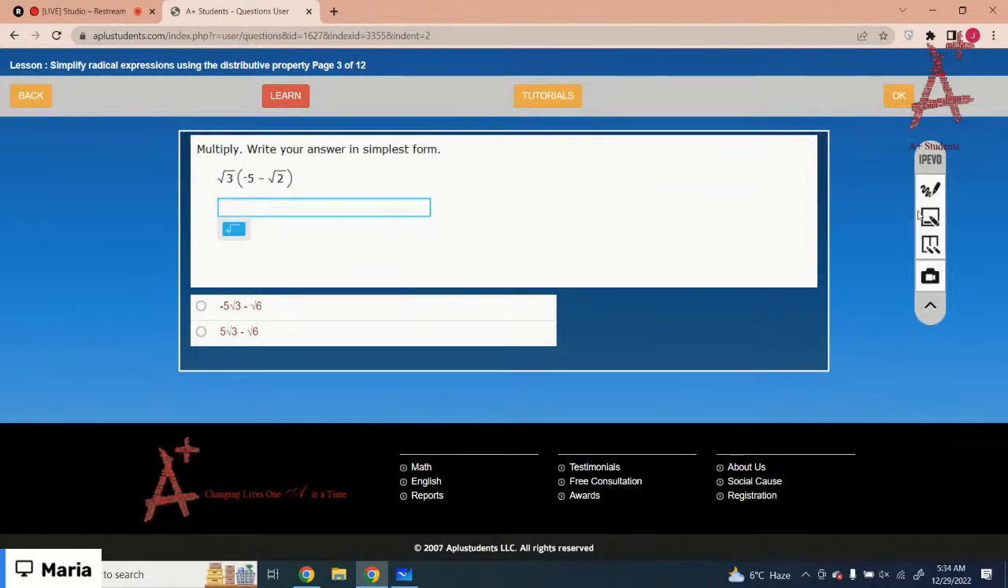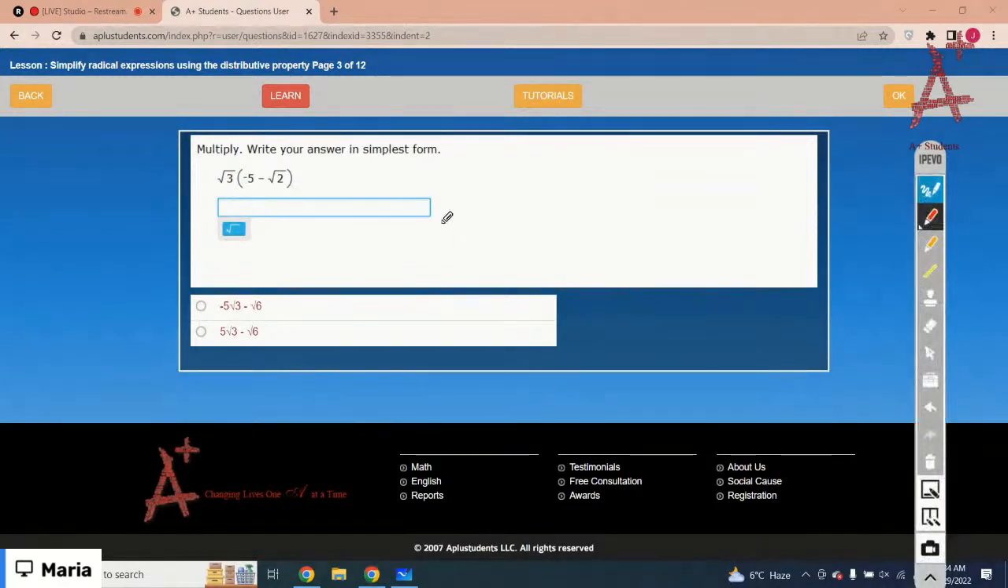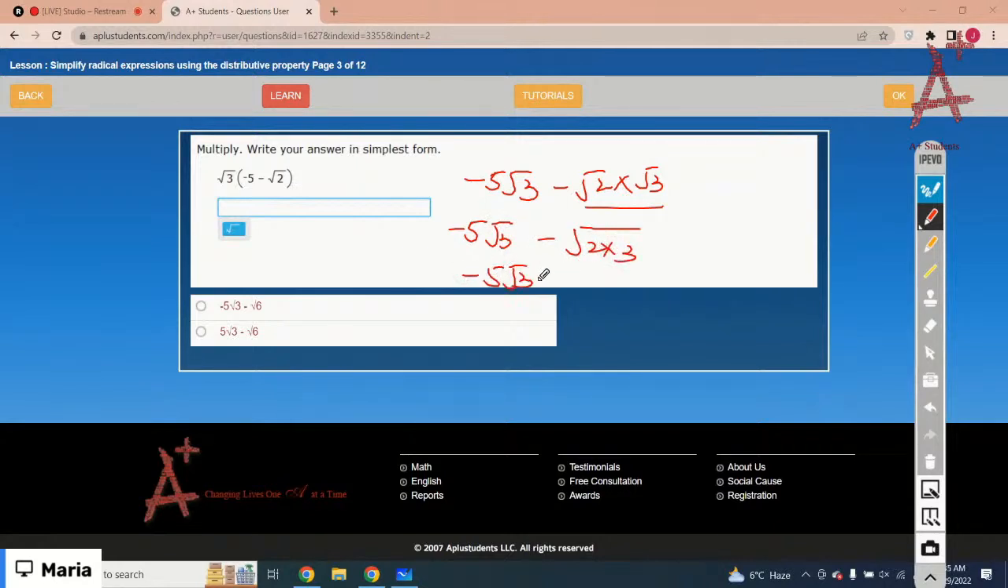multiply the square root 3 with both the numbers inside the bracket. It would be negative 5 square root 3 and minus square root 2 times square root 3. So you have to apply the multiplication property of square roots. Here it would be 2 times 3, and 2 times 3 is 6. So negative 5 square root 3 minus square root 6, sorry. So the first option is the correct option. Got it? Just select the correct option, then click on the OK button. Got it?